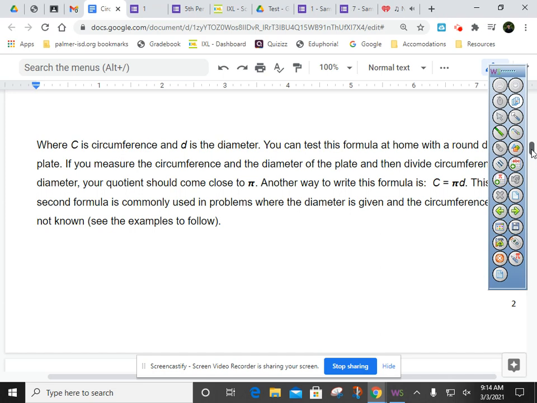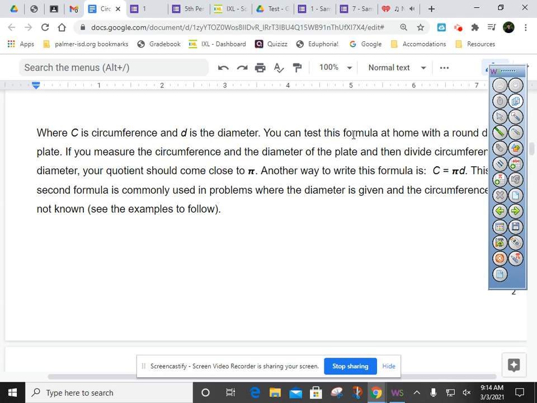Where C is circumference and D is the diameter, you can test this formula at home with a round dinner plate. This is what we just did. We did it here. You don't have to do it at home. You can. You will get something close to 3.14 if you measure correctly. Why do you think we didn't get exactly 3.1415 whatever? It's pi. You never get it. Because we rounded.